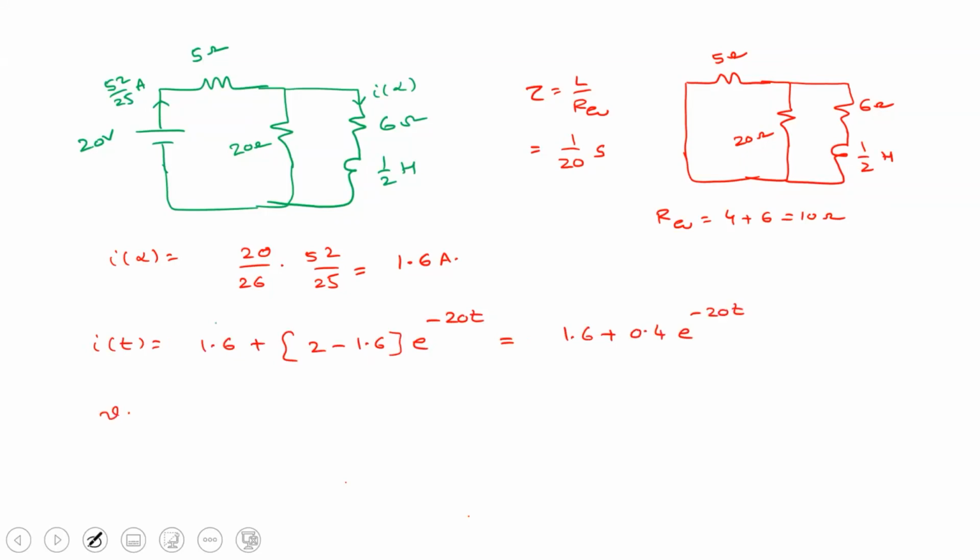But the question is the voltage across the inductor, v of t, which is equal to L into di by dt. So differentiate this one. What will you get? 0.4 into 20, so minus 4 into e to the power of minus 20t. This is the one. How did we get minus 4 here? Okay, L value is 1 by 2. Okay, right. Yeah, correct.